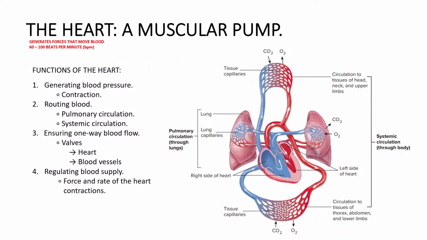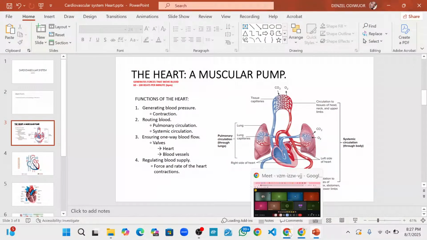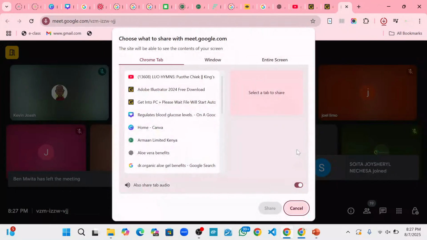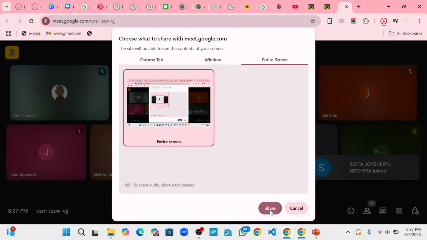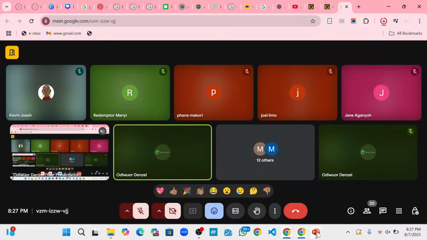Please, are you sharing your screen? Because we don't see any screen. I was actually sharing my screen. Yeah, we don't see any screen. Oh, apologies about that. I actually thought my screen was shared. I believe you can now see it.